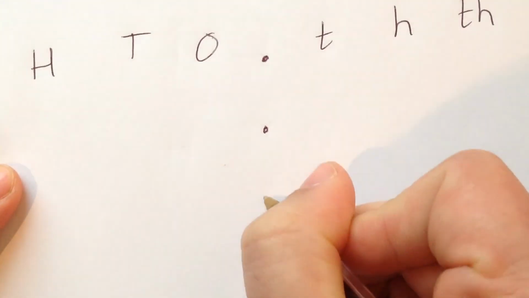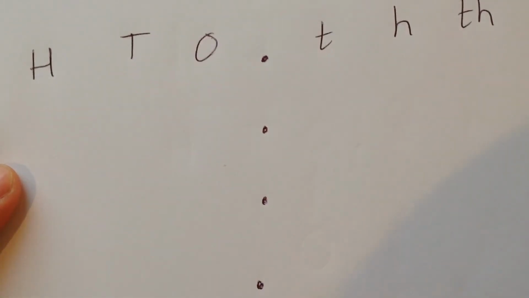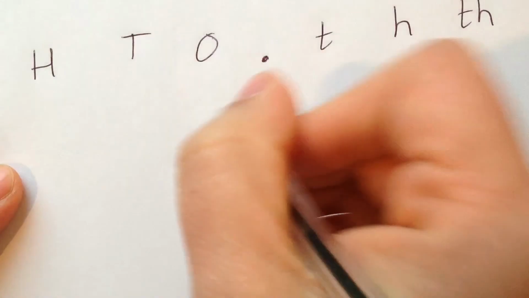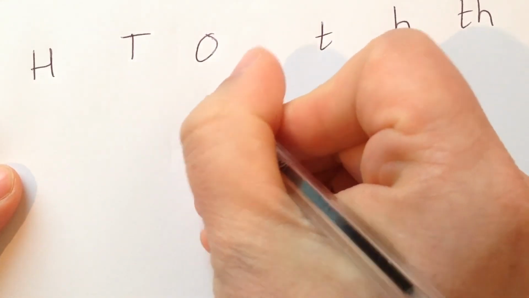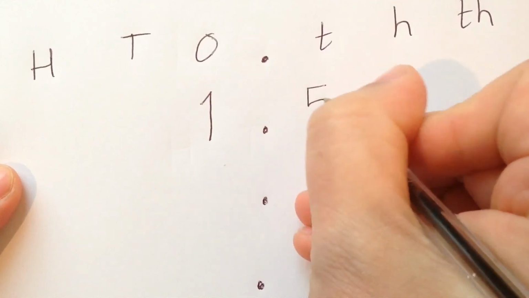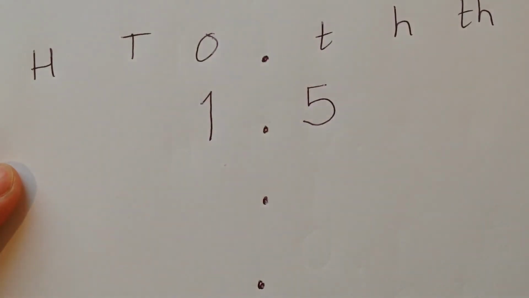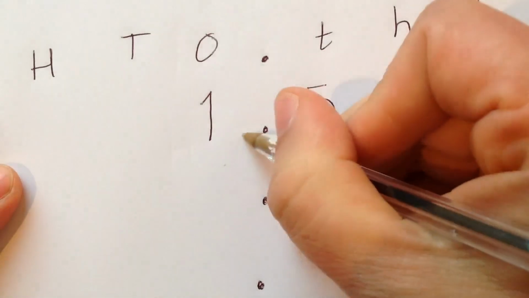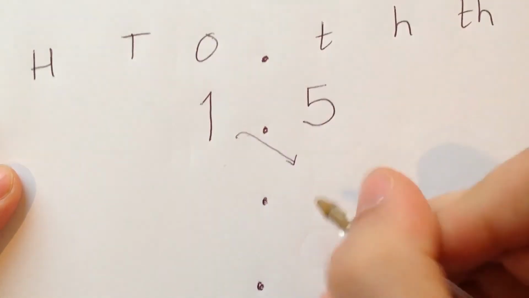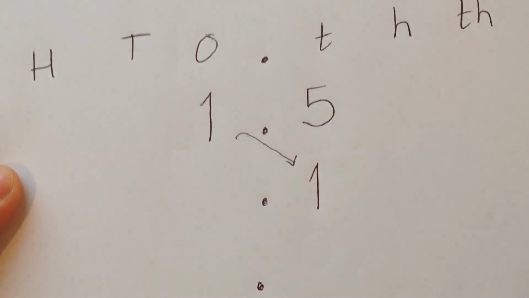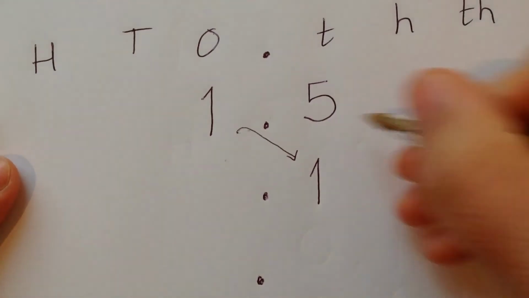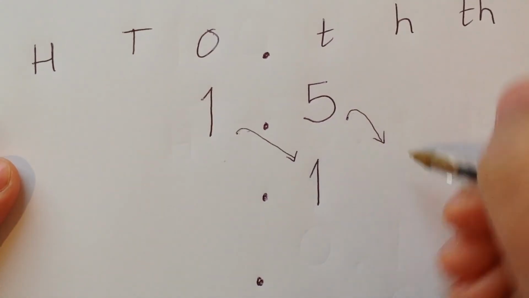Let's put some decimal points in to remind me and help me. Let's start with a smaller number. What if I started with the number 1.5? Well, to divide this by 10, all I've got to do is move each number once across. So the 1 moves once across to the right, shows it's getting smaller, and the 5 moves once across.